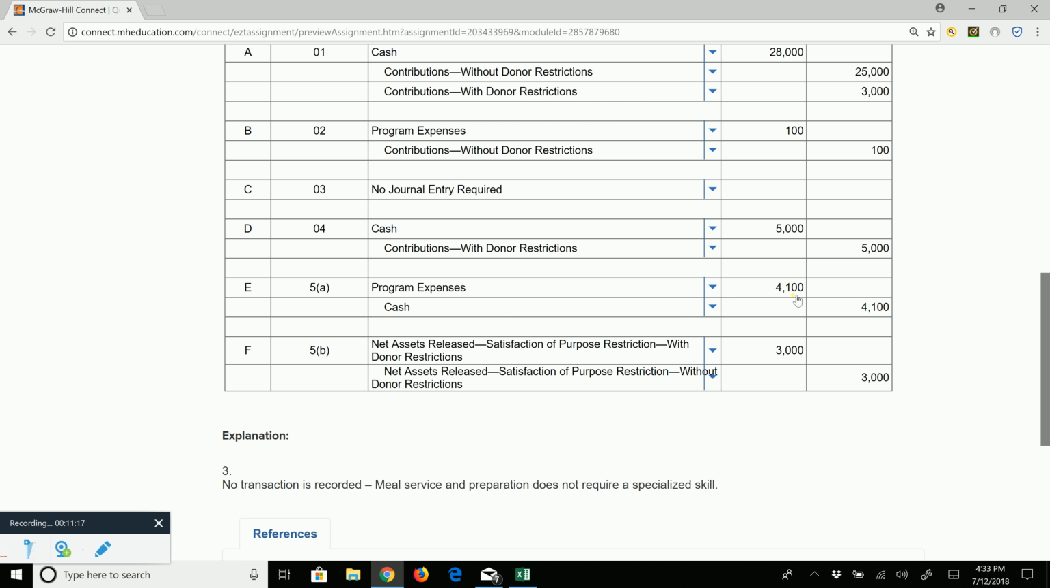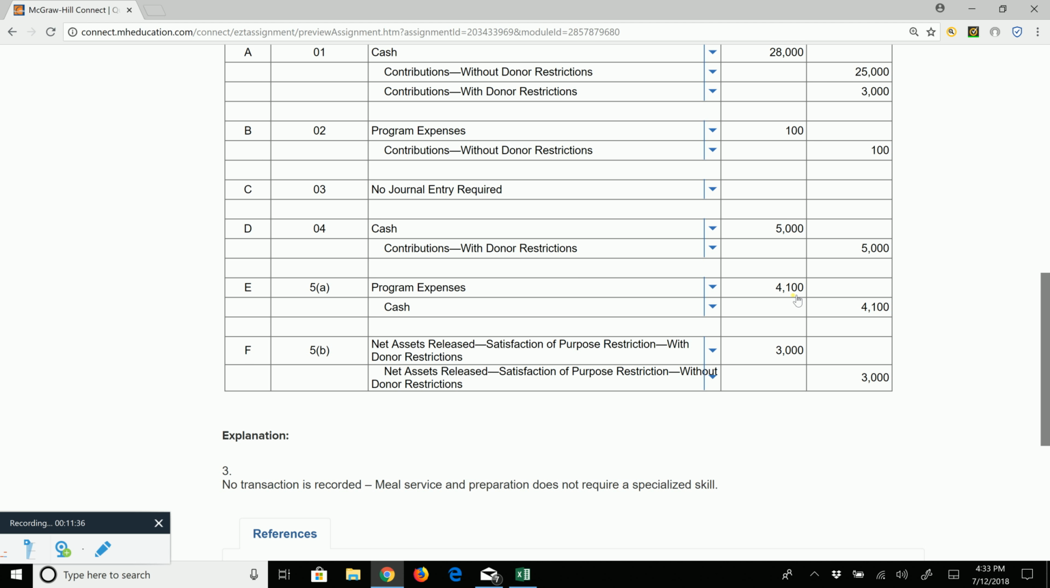And because those restricted resources have been used to fulfill the purpose of the restriction, what we're going to do is we are going to release those restrictions. And the reason we do that is because the operating statement really has 2 columns.